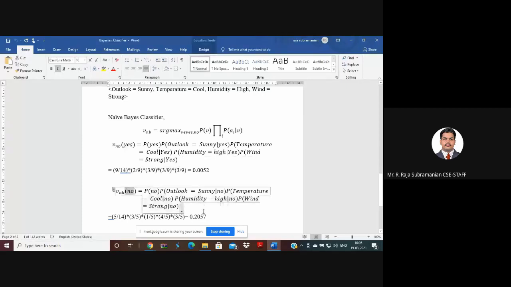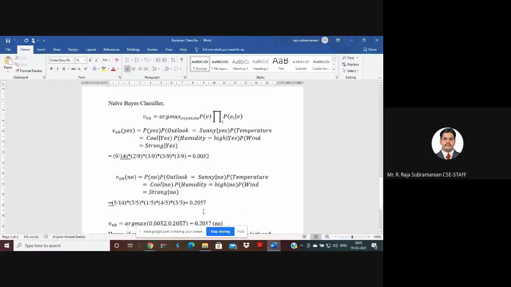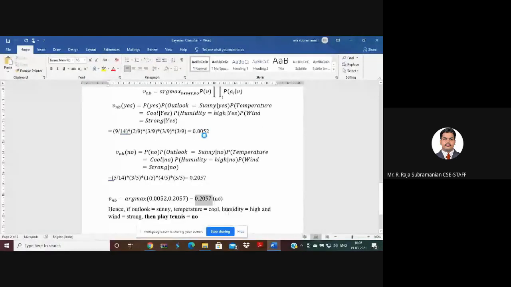and I'll take that as the record. So I say 0.2057 is highest compared to 0.0052. 0.2057 corresponds to a no item. So I say V_NB will be equal to no if this condition actually exists. So this is the prediction that is obtained when I have this particular conditional state. This is the Bayesian theory.